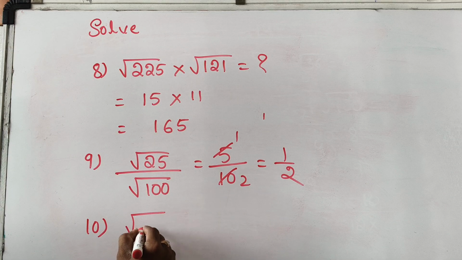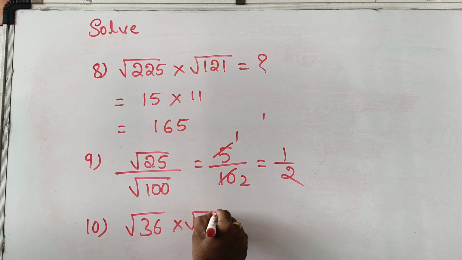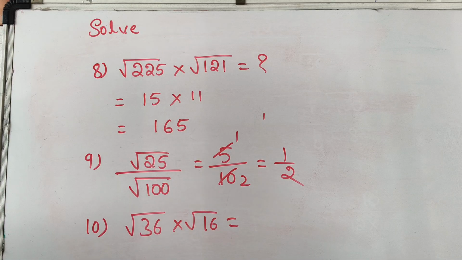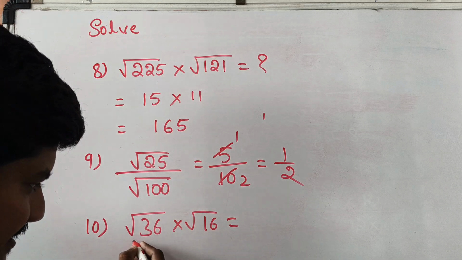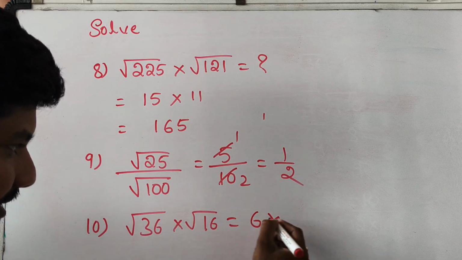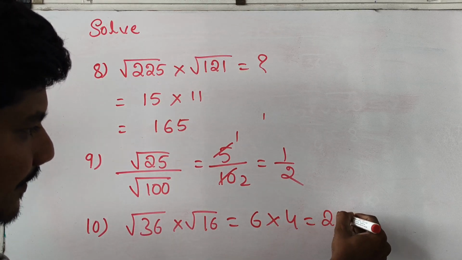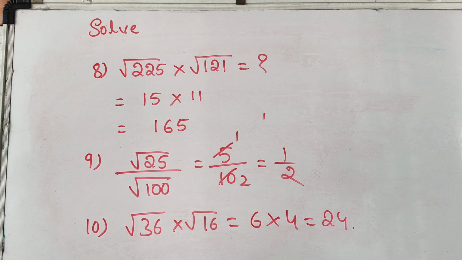Here we go with the last one. Root 36 into root 16. What is root 36? 6. What is root 16? 4. 6 into 4. What is the value of 6 into 4? 24. This is how we have to solve.